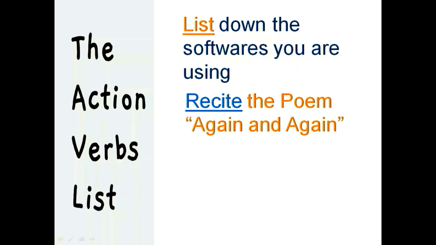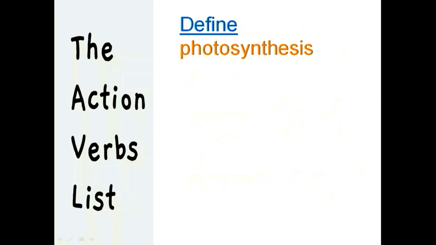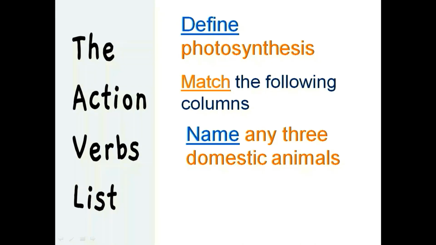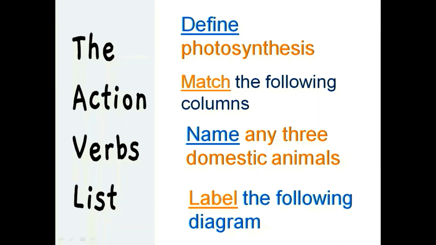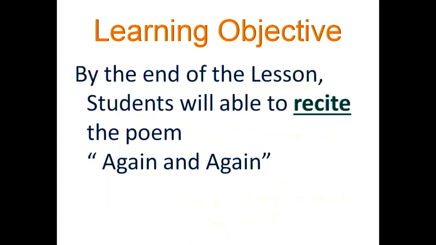List down the software you are using. Recite the poem again and again. Outline the features of the Vienna Treaty. Define photosynthesis. Match the following columns. Name any 3 domestic animals. Label the following diagram. Identify the wrong statement. Example of setting a learning objective for remembering: by the end of the lesson, the student will be able to recite the poem again and again.